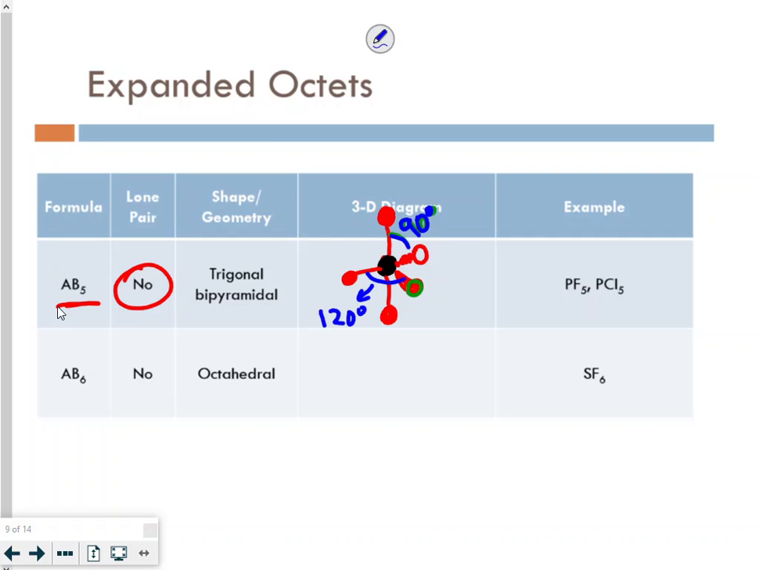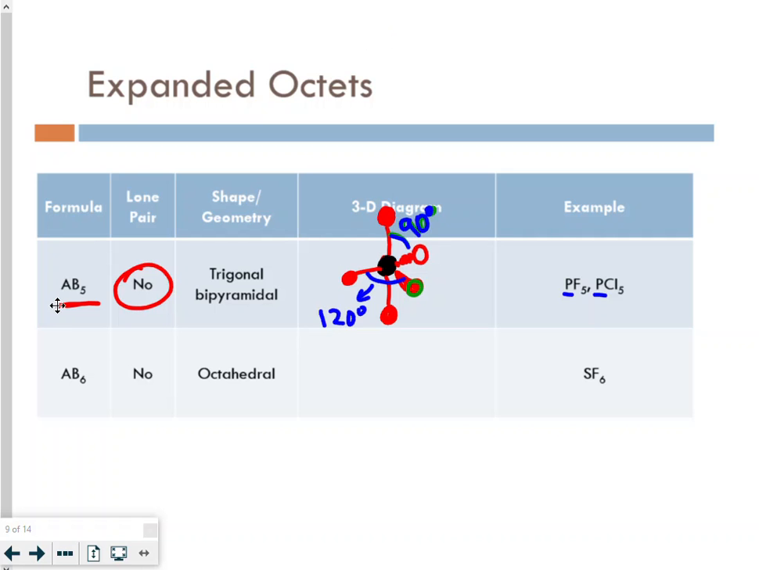Examples, see the P's here. They have 5 things attached. Very easy to see. And then, of course, there's 10 valence electrons being shared on that central atom. 5 things attached means there's 10 electrons being shared around the central atom.